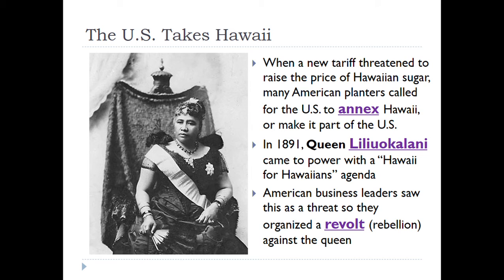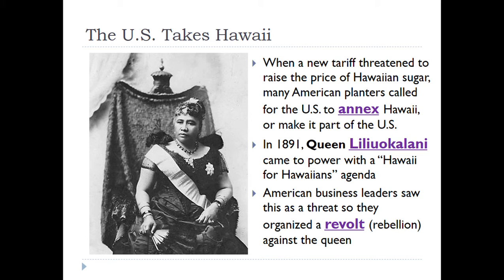For a long time, the U.S. had deals worked out where it could import sugar from Hawaii tax-free. Then there was this idea to place a tariff on Hawaiian sugar, and it would raise the price of it. Remember, a tariff is a tax on imports. So many of these American businessmen said, well, why don't we just add Hawaii? Let's just make it part of the United States. That way we can avoid this whole tariff. So they want to annex Hawaii, have it join the U.S.